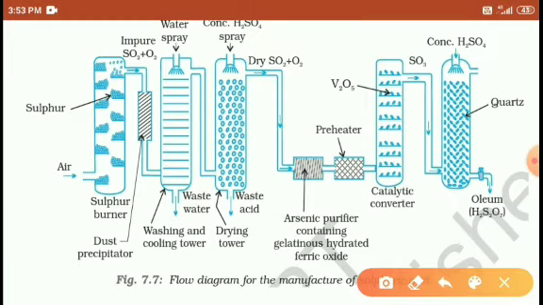So here is the process. First we pass the sulfur ore into this chamber. The sulfur ore reacts with air, oxygen, to form sulfur dioxide, and it is purified here with the arsenic chamber. The arsenic carries away all the dust particles, allowing only sulfur dioxide through. Sulfur dioxide is washed with water.